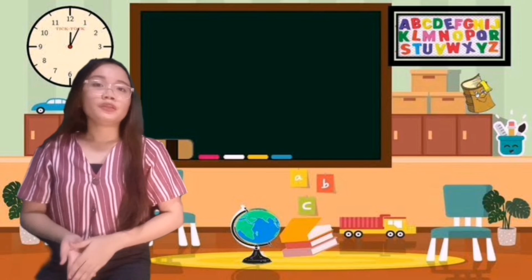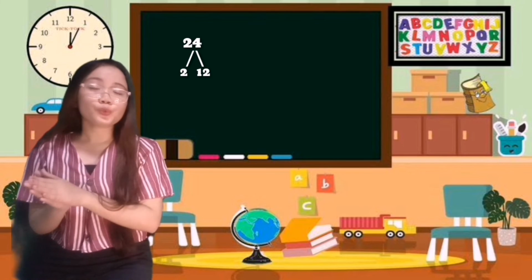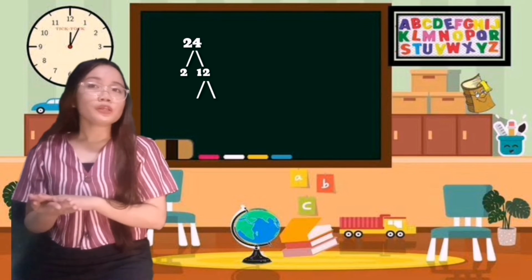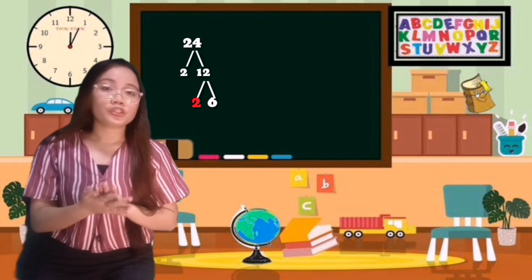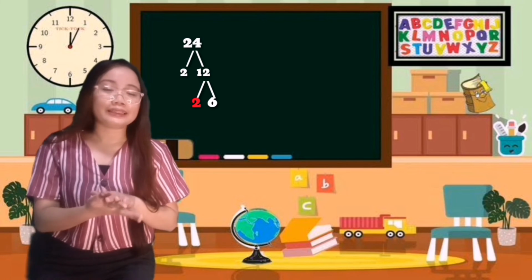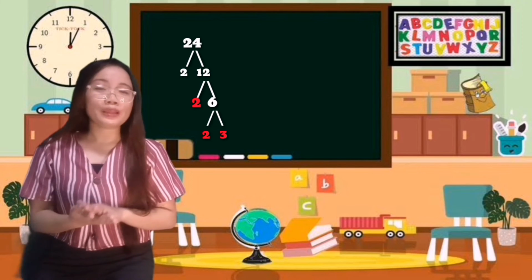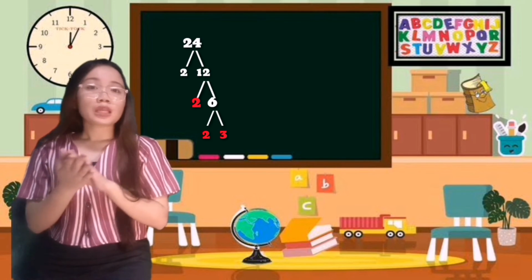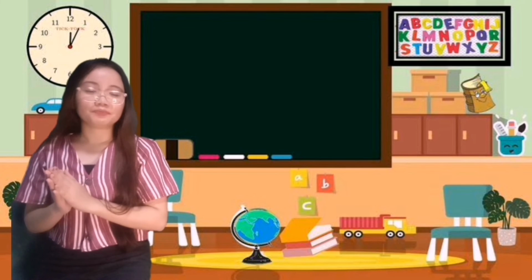Let's begin with 24. What are the factors of 24? Yes, it is 2 times 12. Since 2 is already a prime number, we proceed to the factors of 12, which is 2 times 6. And then the factors of 6 is 2 times 3. So we have 2, 2, and 3, which we will write to the left side of the circle.